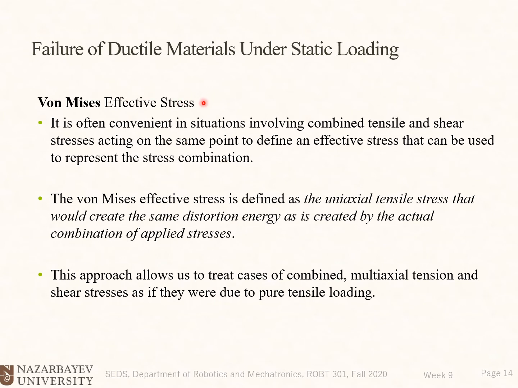The von Mises effective stress is often convenient in situations involving combined tensile and shear stresses acting on the same point, to define an effective stress that can be used to represent the stress combination. The von Mises effective stress is defined as the uniaxial tensile stress that would create the same distortion energy as is created by the actual combination of applied stresses. This approach allows us to treat cases of combined multiaxial tensile and shear stresses as if they were due to pure tensile loading.